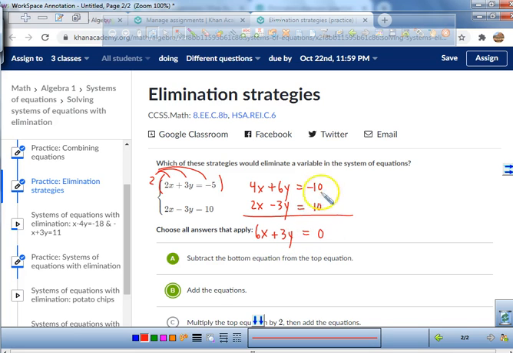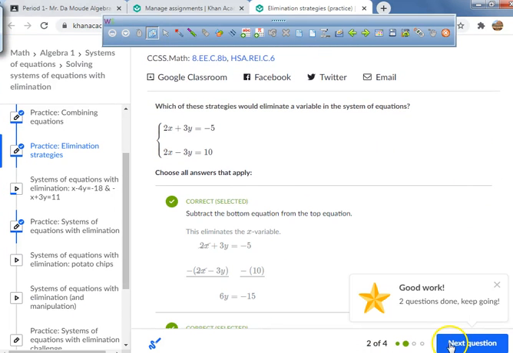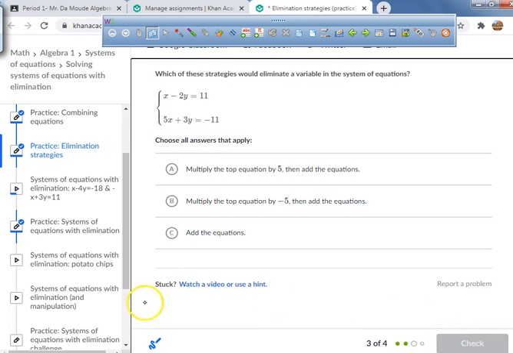Now, did these eliminate? Yeah, but are these a variable? Is that a variable? No. So am I going to choose answer choice C? No, that would be bad. That would be bad. Okay? All right. Bingo. Got it. All right. Hold on a second.